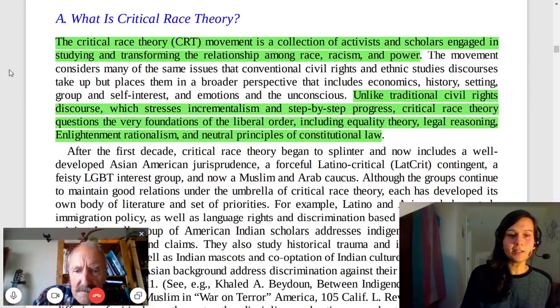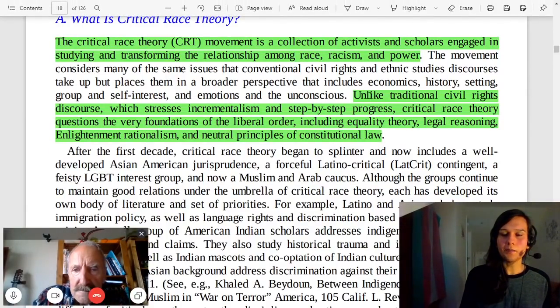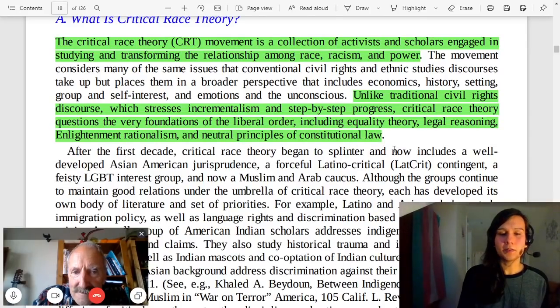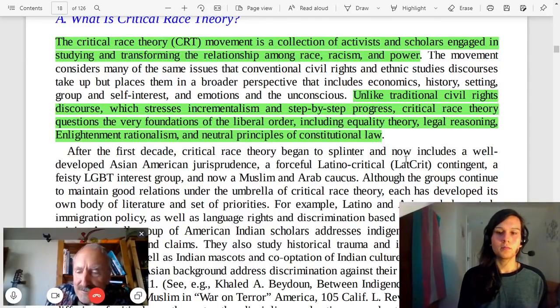Yeah, and here's the quote where he's even saying it. "So, unlike traditional civil rights discourse, which stresses incrementalism and step-by-step progress, critical race theory questions the very foundations of the liberal order, including equality theory, legal reasoning, Enlightenment rationalism, and neutral principles of constitutional law." And that includes the scientific method, you see.